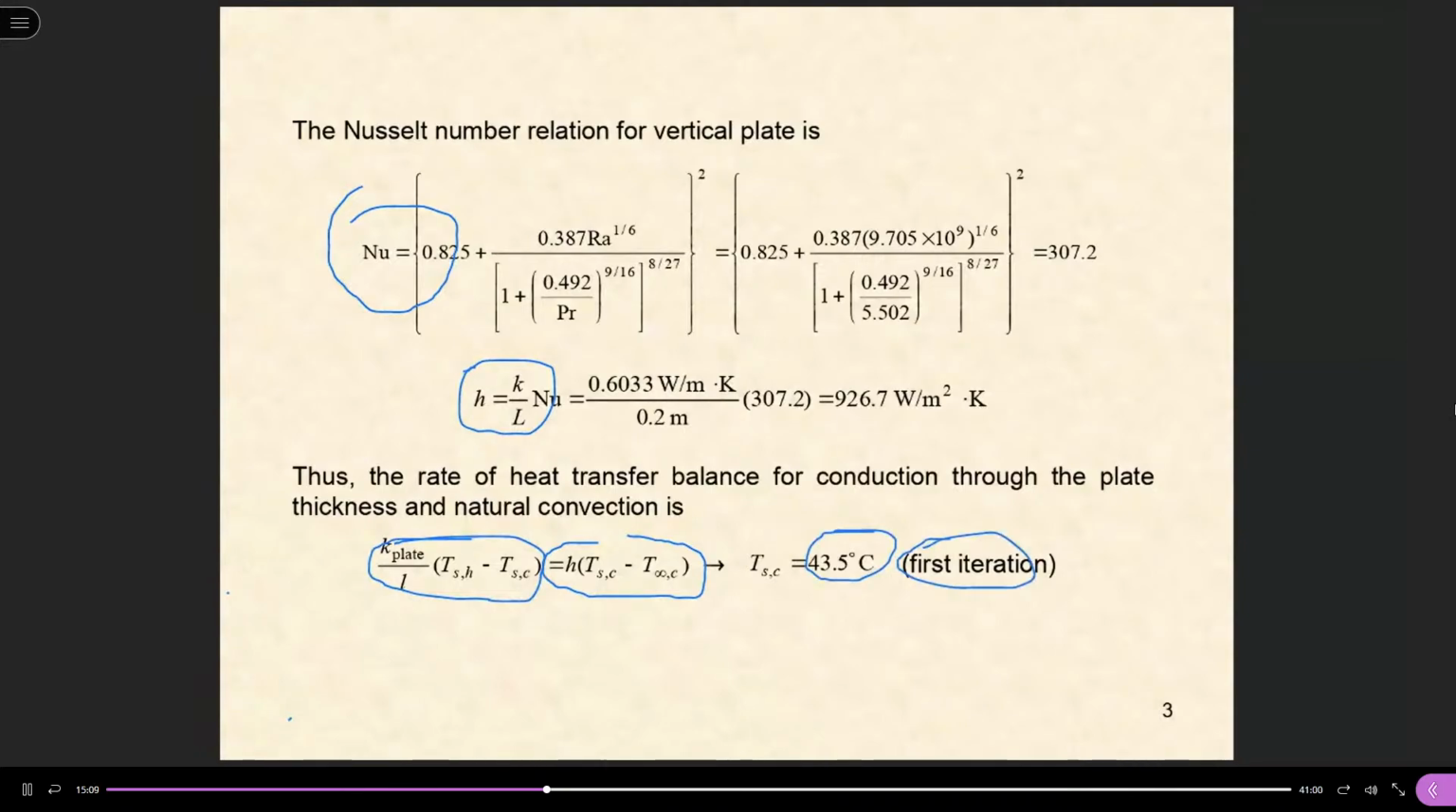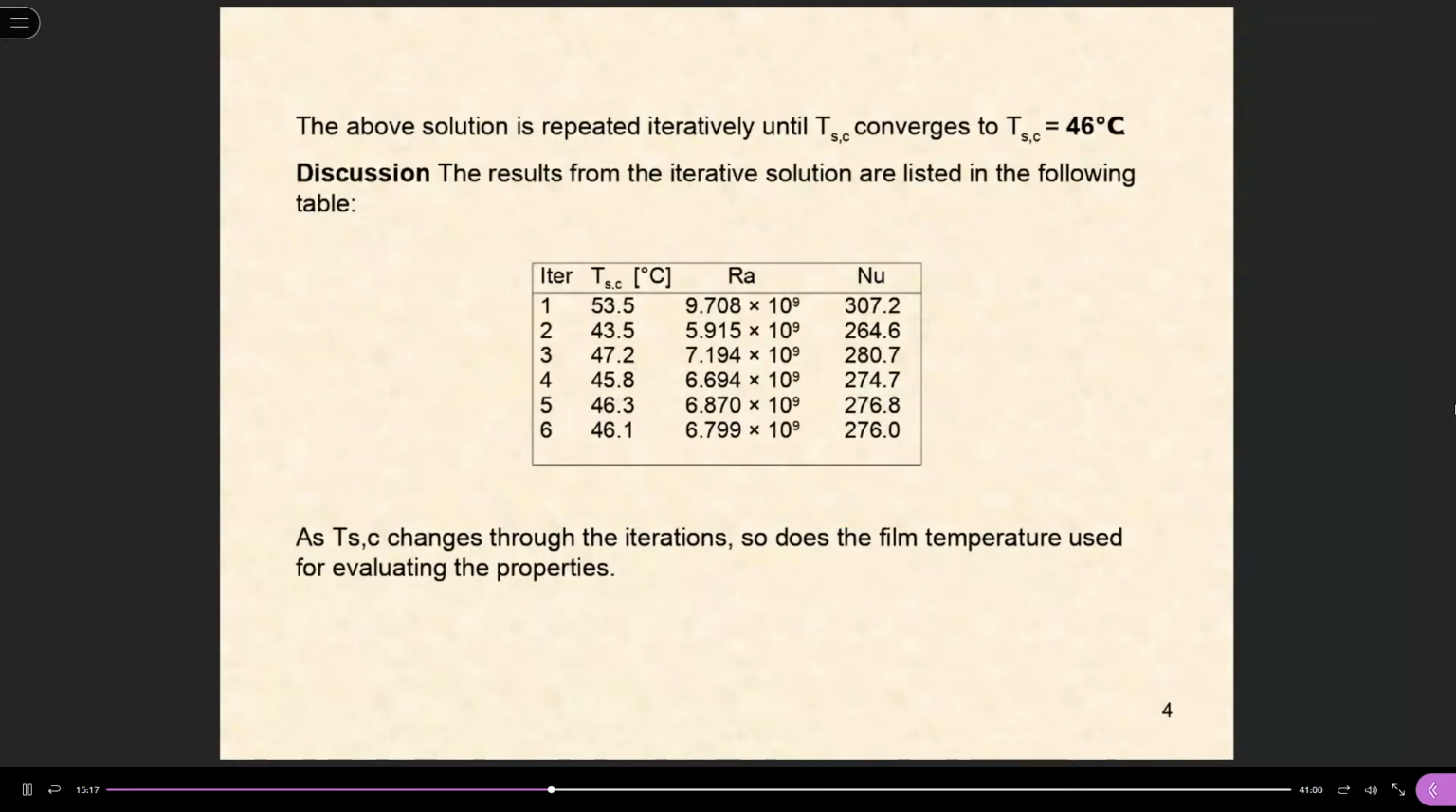Well, it's not 53, it's 43. So that means your guess is not right. So what do I need to do next? Next, use 43 again to calculate the Rayleigh number and then the Nusselt number. After several tries, for example after the 5th and 6th try, the surface temperature is almost not changed. Then you can take this. This will be your answer. So that is, you see the trouble.